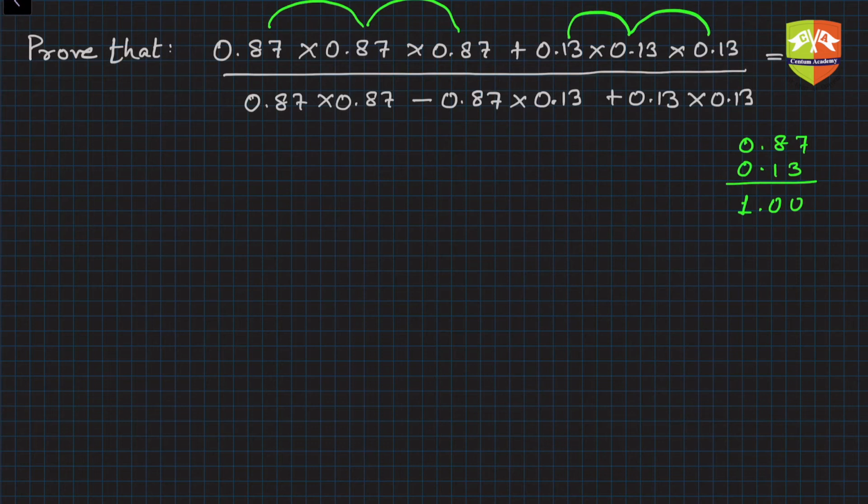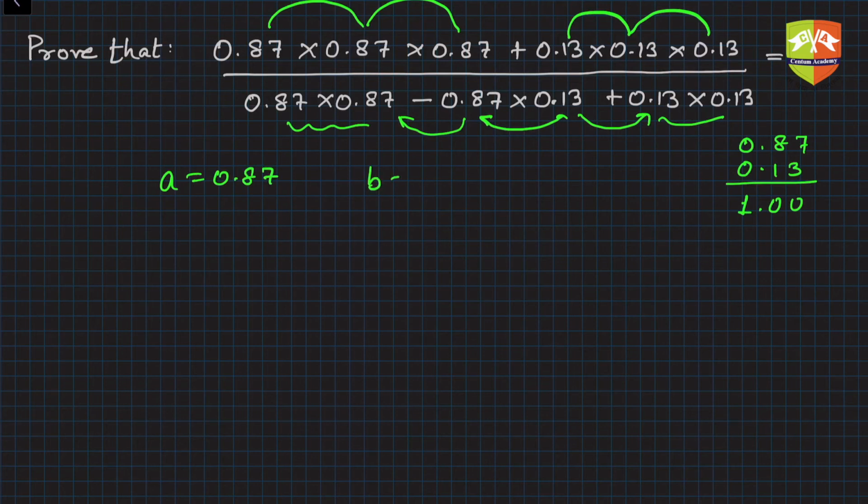Okay, and let's inspect the denominator. There is a square term. Then there is 1 and the other product. And then this is another square term. And this 0.87 is coming from here, and this 0.13 is coming from here. So it is indicative of something. Let us say A is equal to 0.87, and B is equal to 0.13. It becomes easier to see that the expression becomes A cube plus B cube, and the denominator becomes A squared minus AB plus B squared.